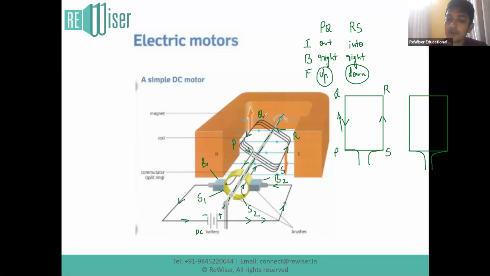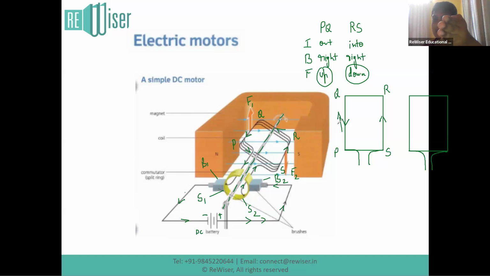Now, if you notice, these two forces, F1 and F2, which are acting on PQ and RS, form something known as a couple. A couple is just this. For a rectangular coil, two forces acting equidistant from an axis of rotation, basically rotating the body, are called a couple. So they rotate the body like this.